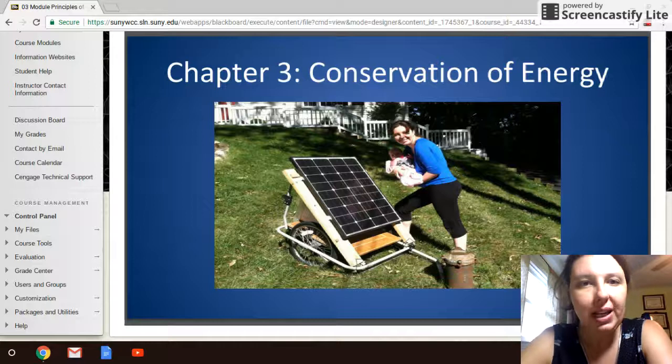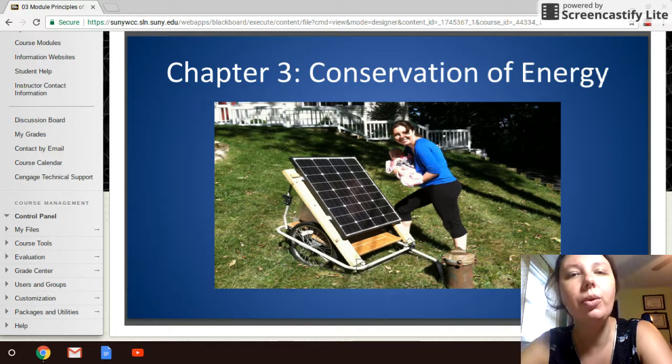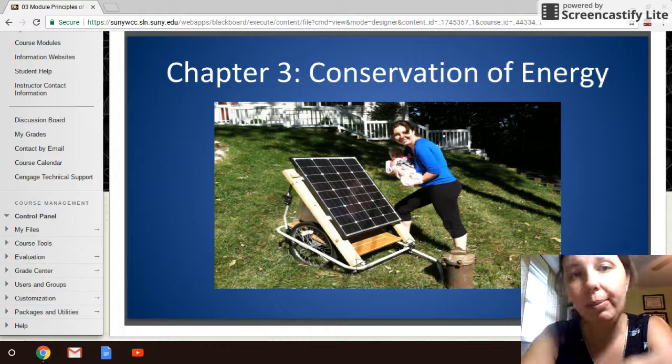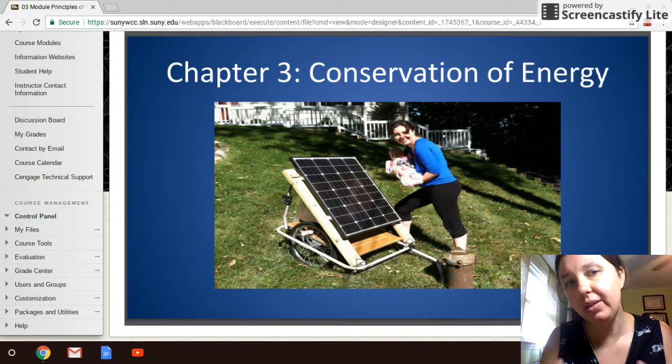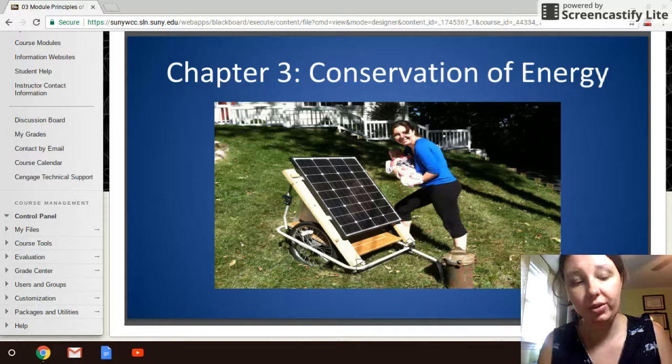So this brings me into chapter 3, conservation of energy. We're going to talk about the laws of conservation of energy, and then we're going to talk about energy conserving. So we're going to talk about both of those, but I'm going to end this part of the video with derived units, and then I'm going to pick up with a part 2 in conservation of energy.